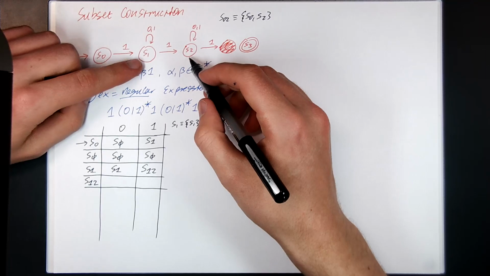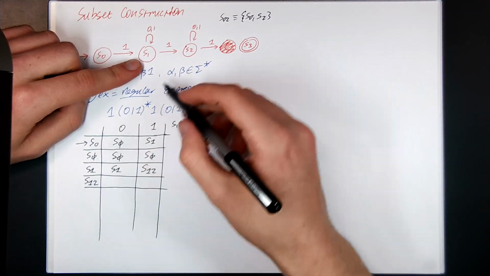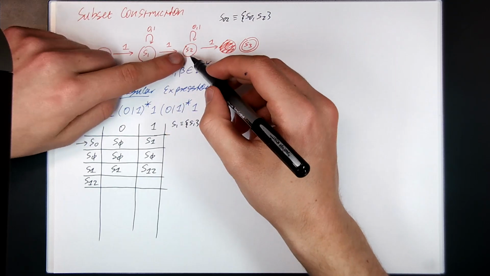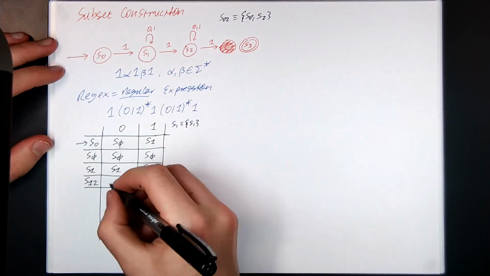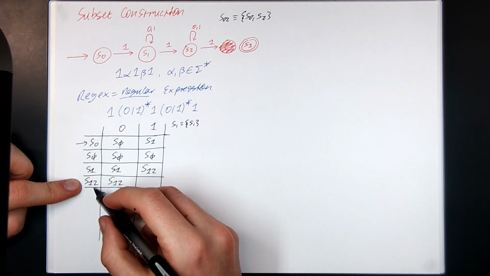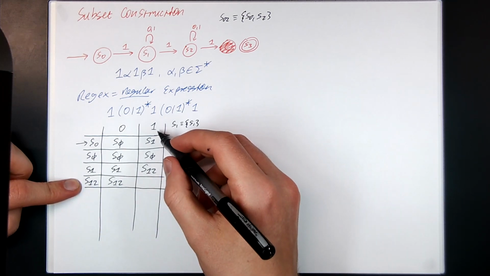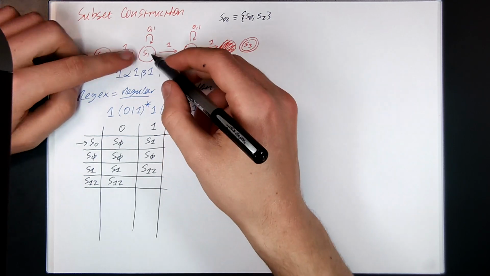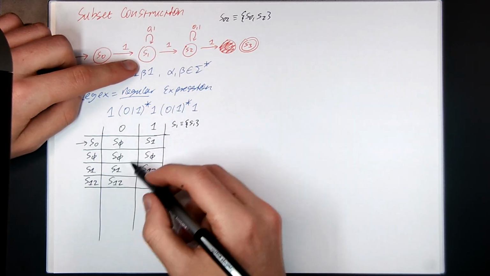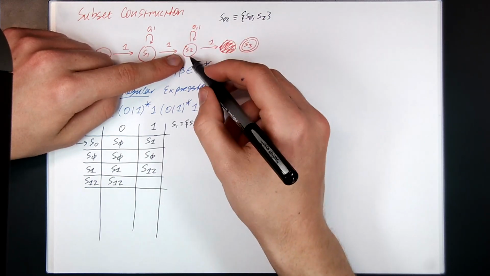If I'm in either 1 or 2 and I read a 0, where can I go? Well, if I'm in S1, I can go back to S1. If I'm in S2, I can go back to S2. So that means I can go back to S12. If I'm in S12 and I see a 1, where can I go? Well, from S1, I can go to S1, or I can go to S2. And then from S2, I can go to S2 or S3.